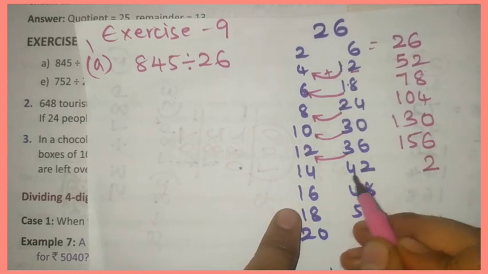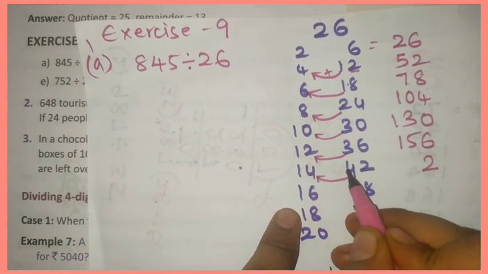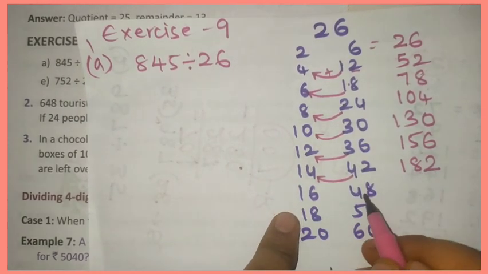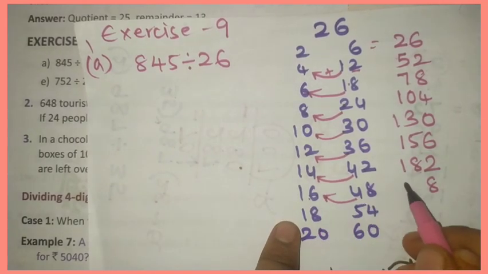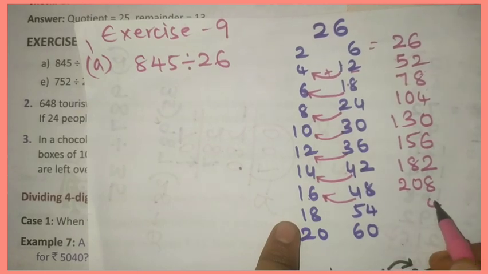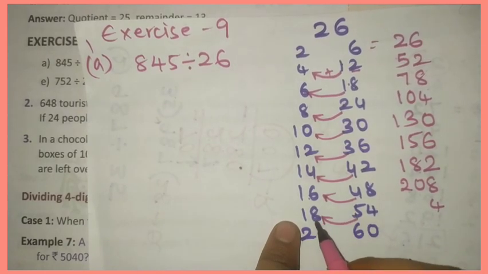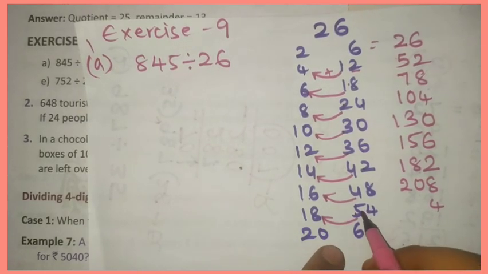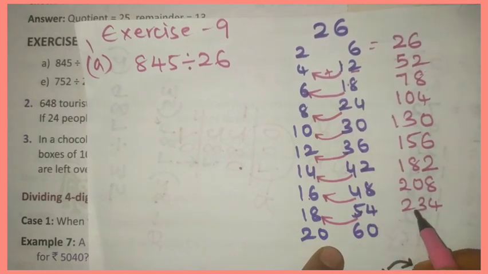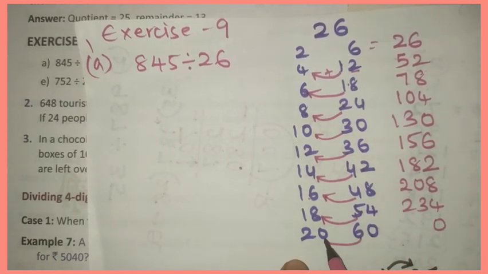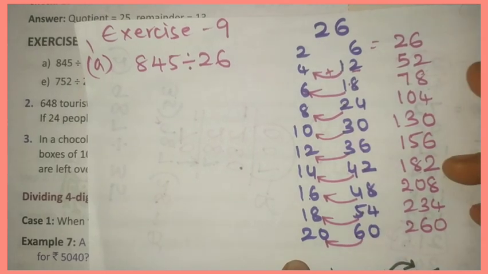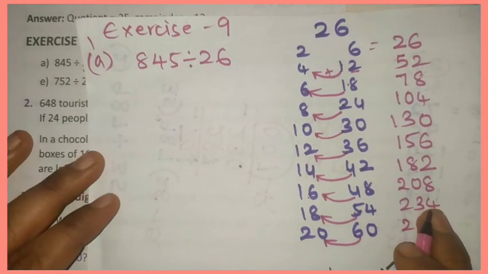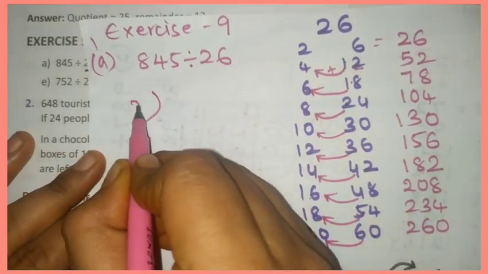2 is written here and 4 is added here. 14 plus 4 is 18. 8 is written here and 4 is added here. 16 plus 4 is 20. 4 is written here and 5 is added here. 18 plus 5 is 23. 0 is written here, 6 is added here. 20 plus 6 is 26. Okay, here we wrote the 26 table. Now we have to do this division.